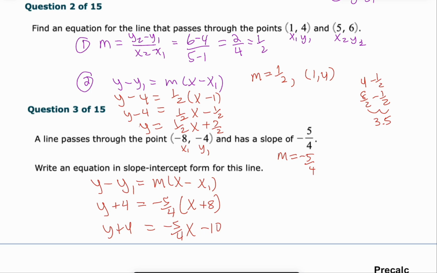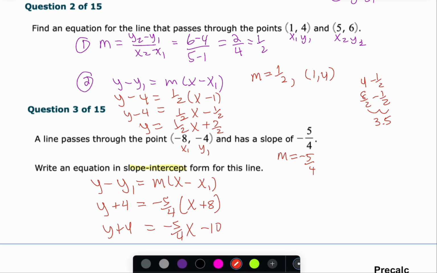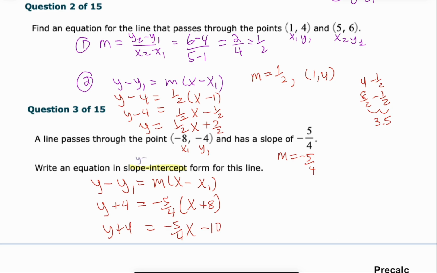Now we just need to get it into, you'll notice here it says slope-intercept form. Now remember, slope-intercept form is that y equals. So we do want to solve that for y. And so if we subtract 4 from both sides, our final answer would be y equals -5/4 x minus 14. So that's a little bit about finding the equation of the line. So you need the slope, then just use the point slope formula.